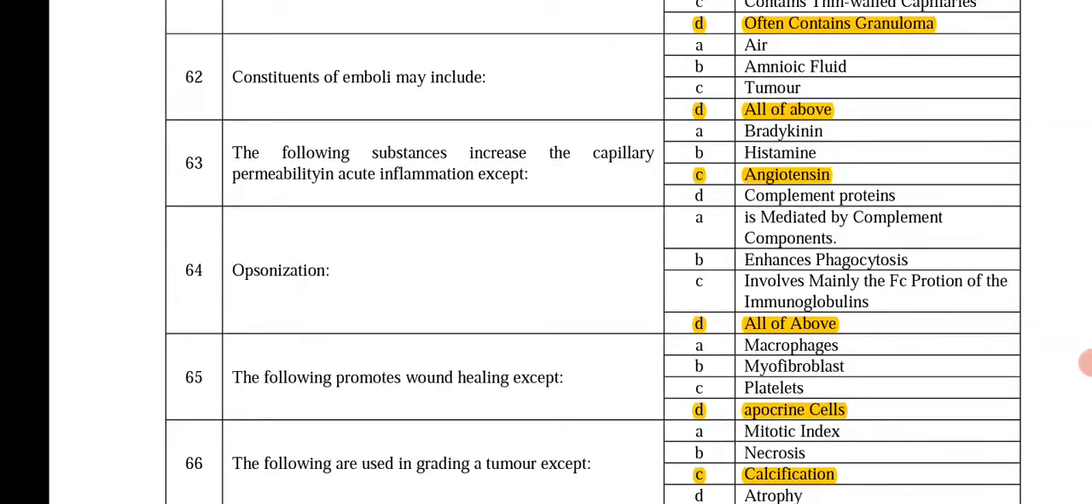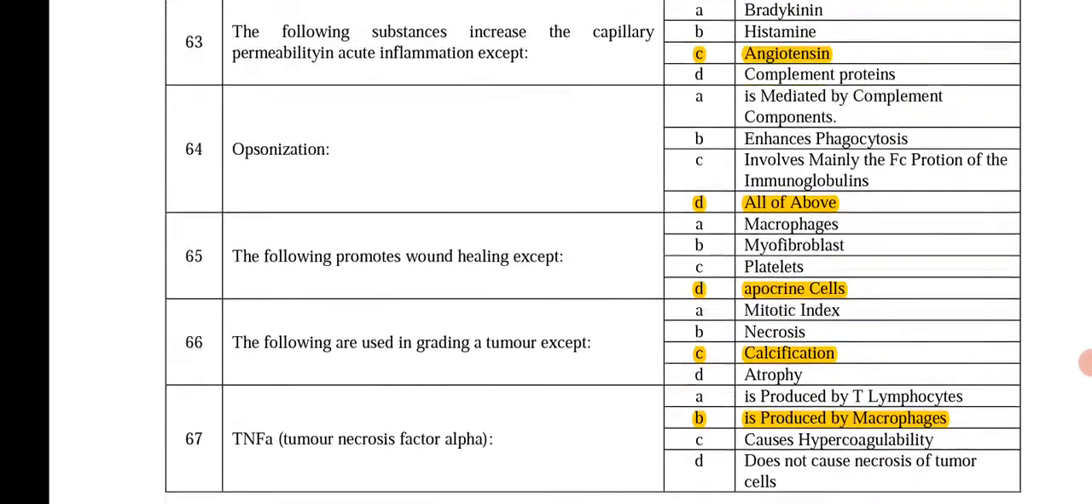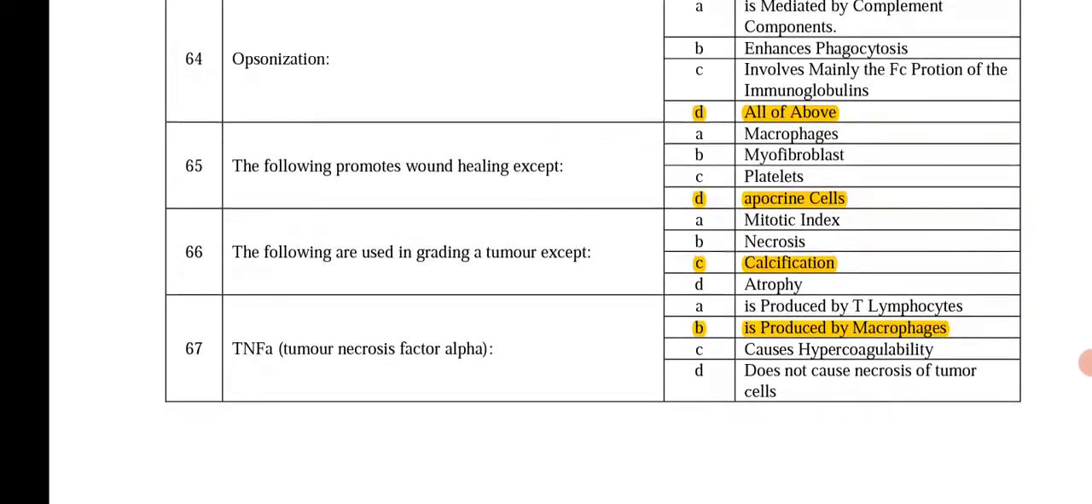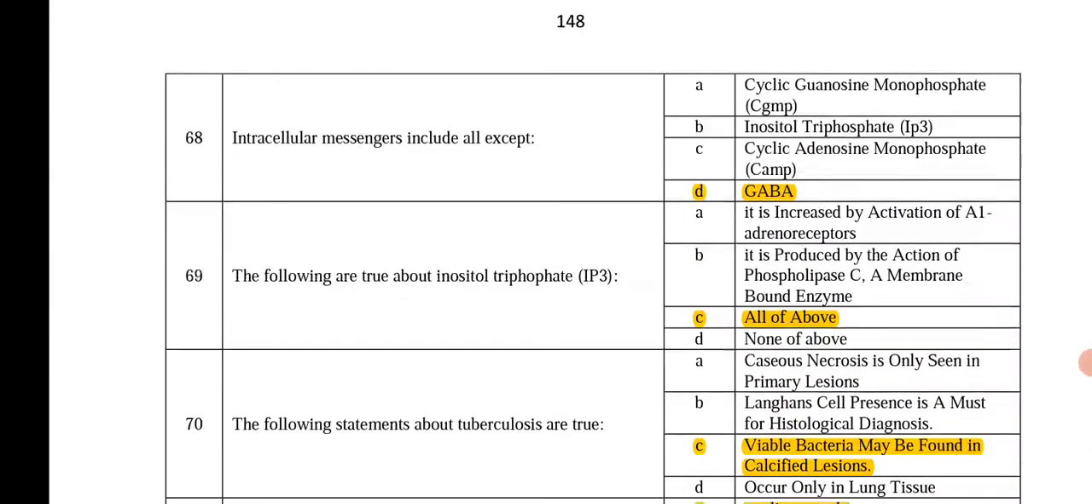Opsonization is mediated by complement components, enhances phagocytosis, and involves mainly the Fc portion of the immunoglobulins. The following promotes wound healing except apocrine cells. The following used in grading tumor except calcification. Tumor necrosis factor alpha is produced by macrophages. The following promotes wound healing: macrophages, myofibroblasts, and platelets.